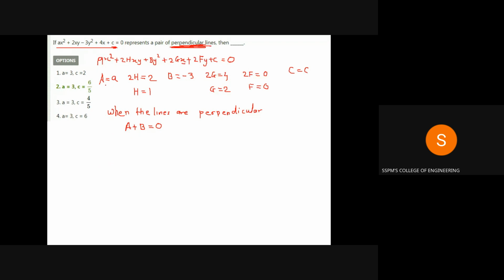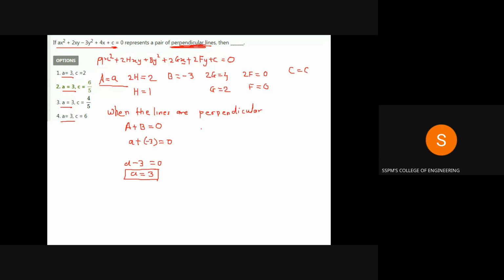But what is the value of a? The value of a is given as small a, plus the value of b, which is minus 3, is equal to 0. That is a minus 3 is equal to 0. Therefore a is equal to 3. So a is equal to 3. Just check in the question. Okay, so a is equal to 3 in the option. Okay, so we need to find the value of c also.